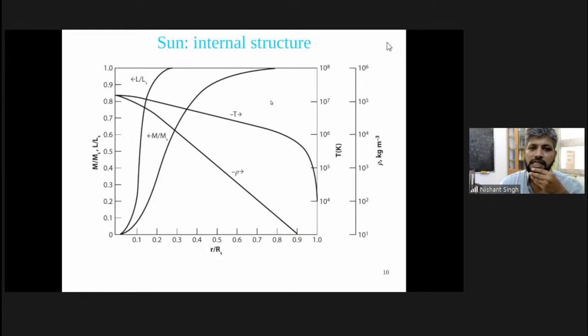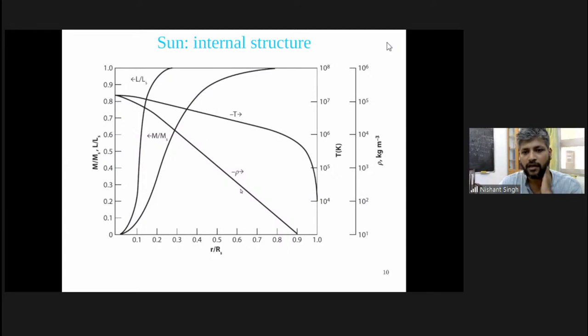The mass content there is not so much. Why? Because the density is very steeply falling. So that's the profile of the density. Highest in the center, and the values for the density are given here. If you are starting from here, then this is 10 to the 5 kilogram per meter cube. And similarly, the temperature at the center, this is the temperature profile, is roughly 10 to the 7 Kelvin.